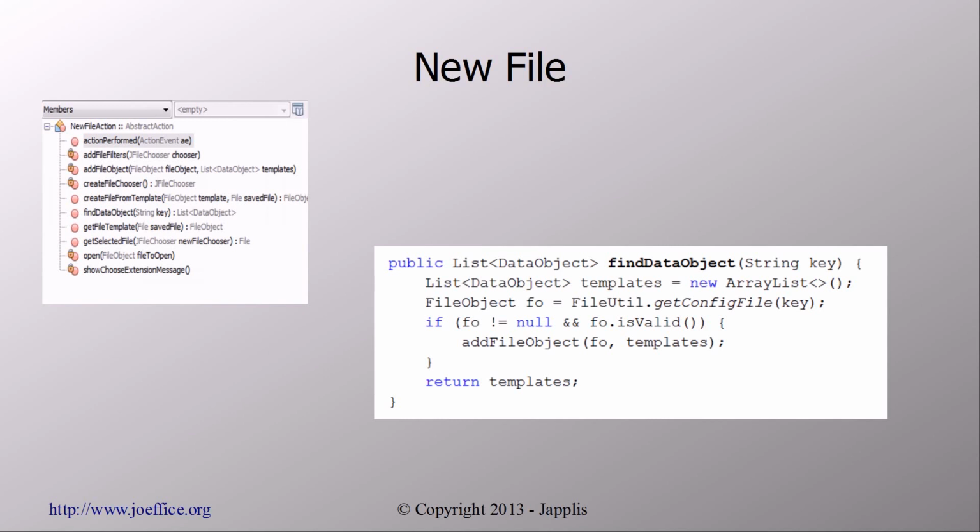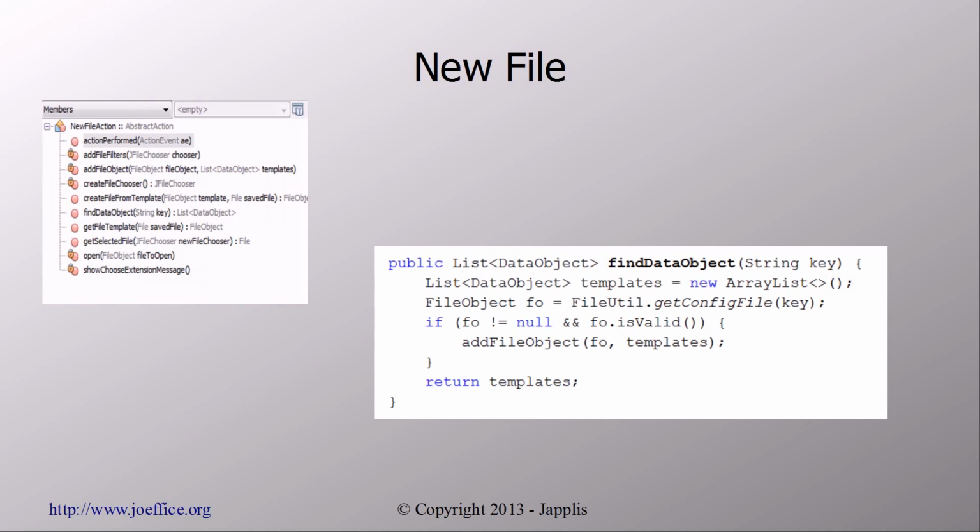You need first to show the file chooser so that the person can choose the directory. Then you need to get the list of templates. Then when the person has chosen the name, you need to copy the template into the file. You need to open then the file and a lot of other different things.